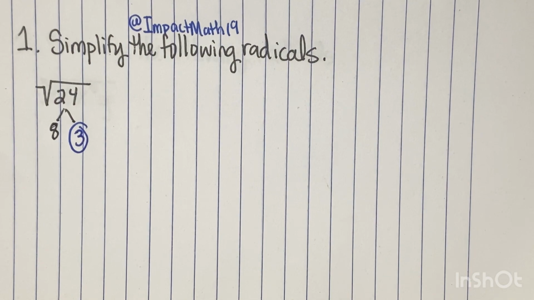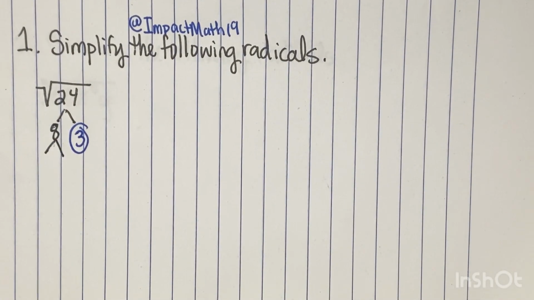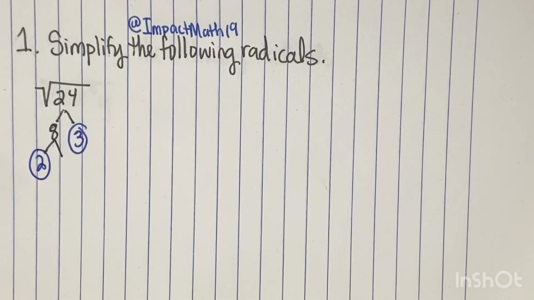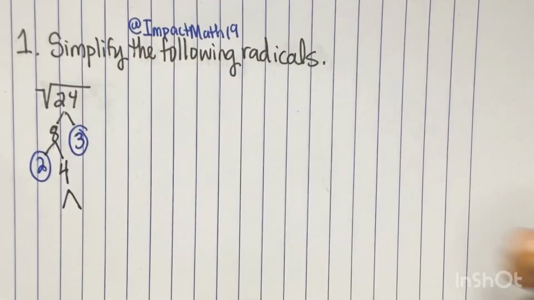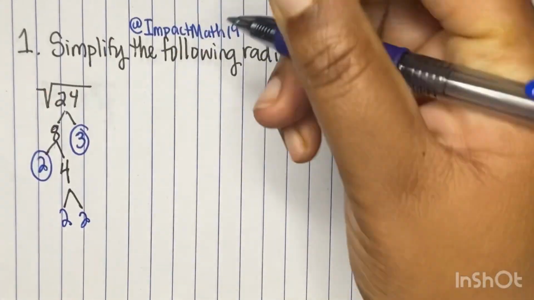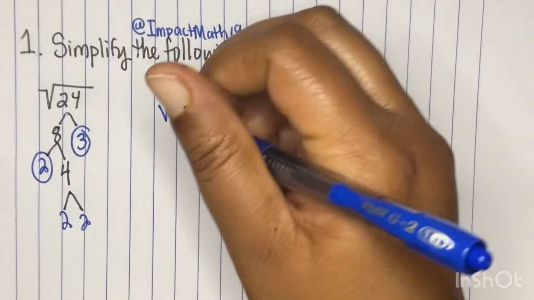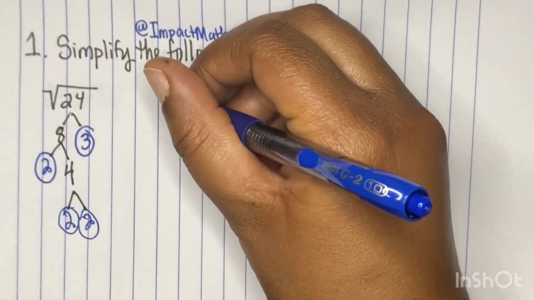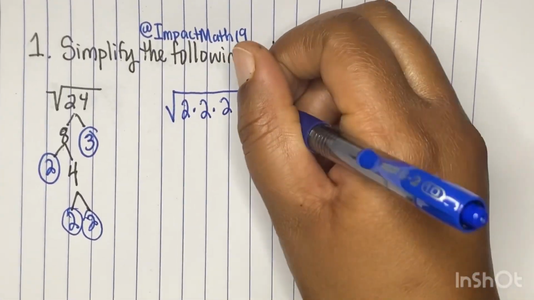And then we're going to ask ourselves what times what gives us 8. Well, 2, which is a prime, times 4. And then what times what gives us 4? 2 times 2. And when you're taking the square root, you're looking for pairs. So we have 3 2's, so 1, 2, 3. And then we have times 3.